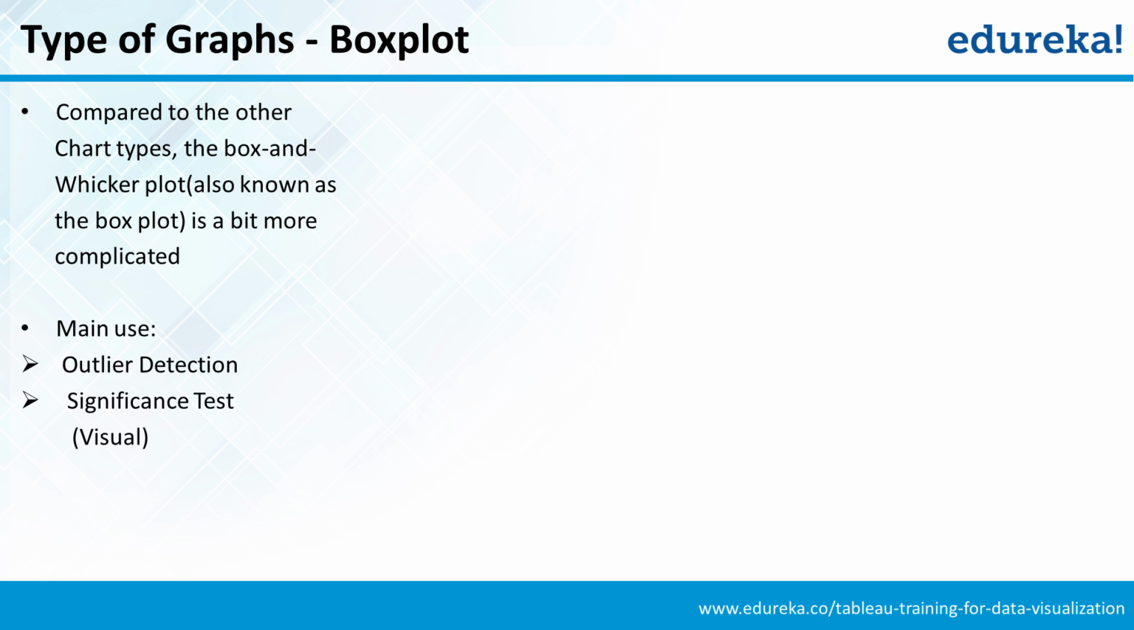Box plot serves the following two uses. First of all, it is a very useful tool to identify outliers. For outlier detection, box plot is an ideal tool. And then it is also used for significance test. Now, what is an outlier and what is significance test?